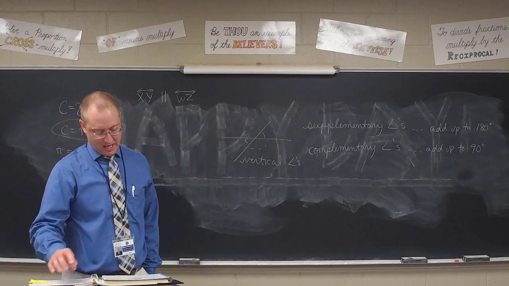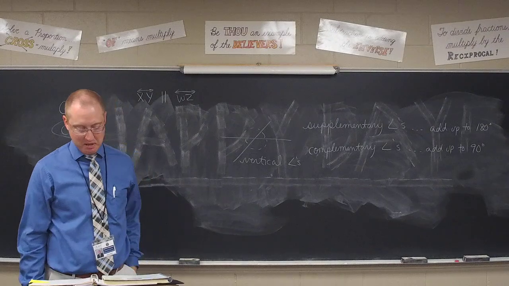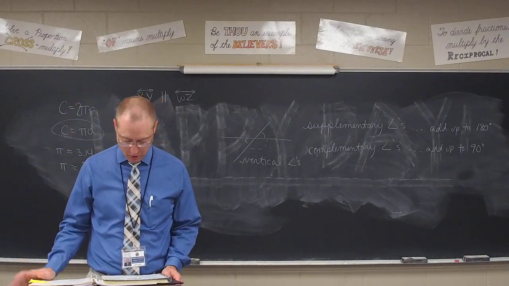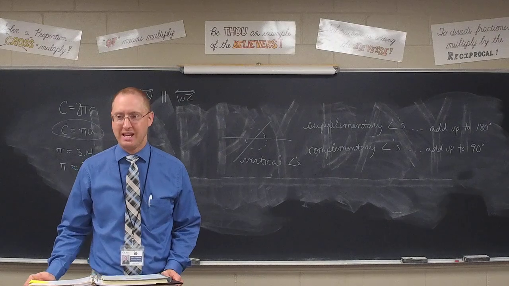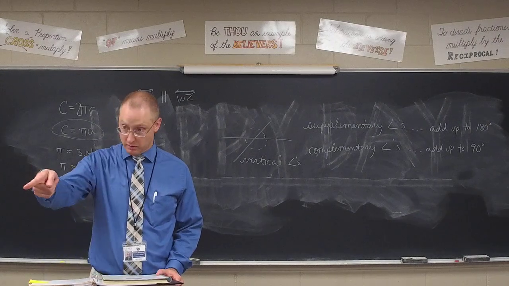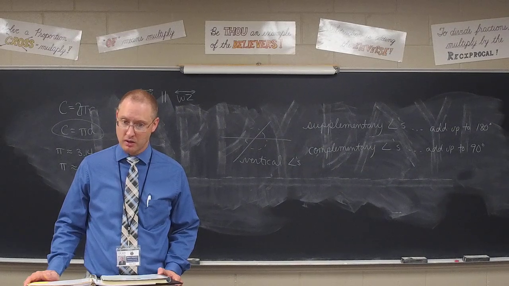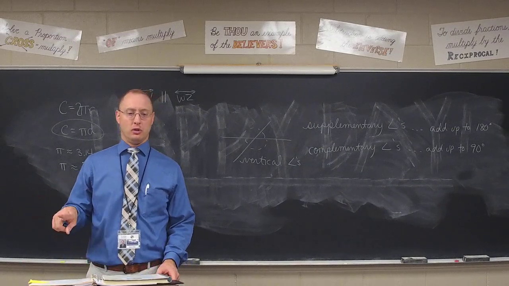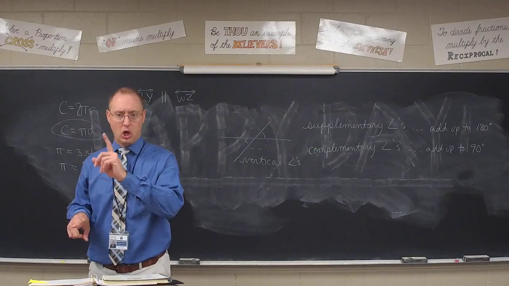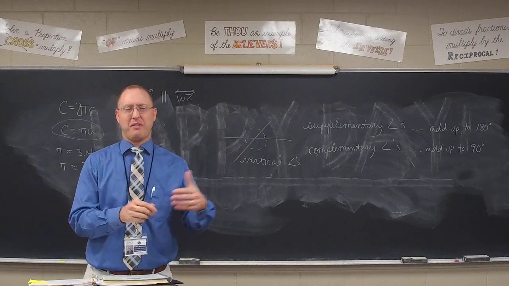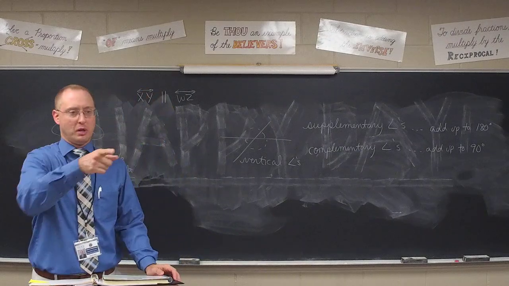Number 14. If the angles of triangle ABC are 45 degrees, 45 degrees, and 90 degrees, what kind of triangle do we have? Ben? Equilateral. Not equilateral, but you're close. Not equiangular, because all three would have to be equal, right? There's 45, 45, and 90. So not equilateral or equiangular.